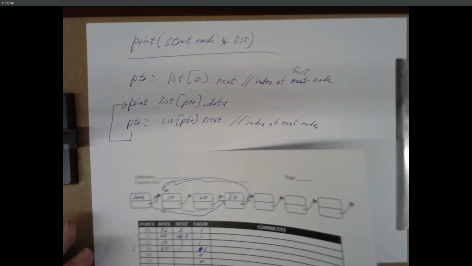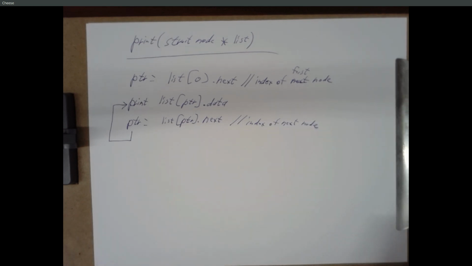Should this whole thing be wrapped in a while loop that's checking to see if next dot next or whatever is set to a -1 yet? Only if seg faults bother you. So this is a loop that will run forever, and it will seg fault when it gets to the end of the list. So we need to have some kind of condition.